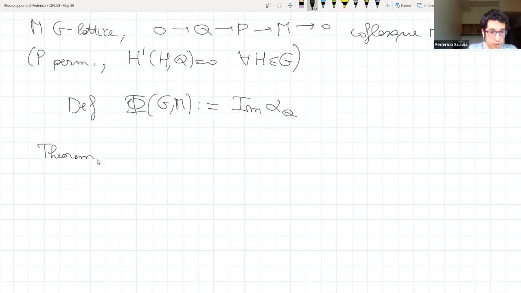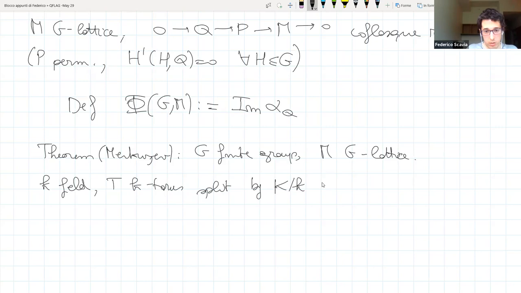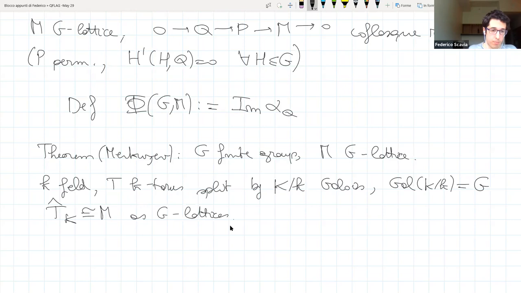So the theorem of Merkurjev in 2019 is this. If G is a finite group and M is a G lattice, then I take K a field and T a K torus split by some Galois extension, say Galois extension big K over small K with Galois group G, and T hat, the character lattice of T over big K, is isomorphic to M as G lattices. So these are the assumptions. Then part one is there exists a surjective homomorphism from phi(G, M) to Chow^2 of BT torsion.